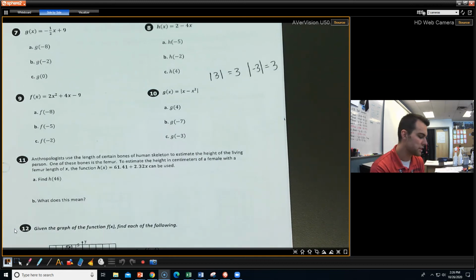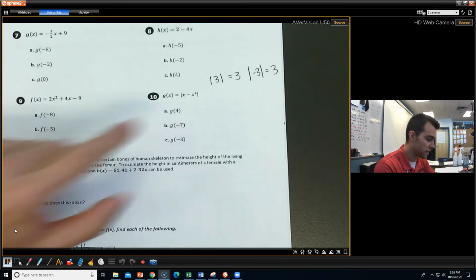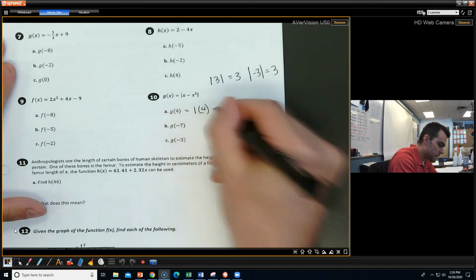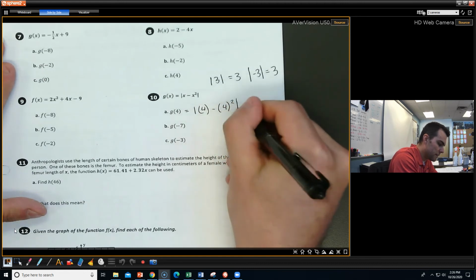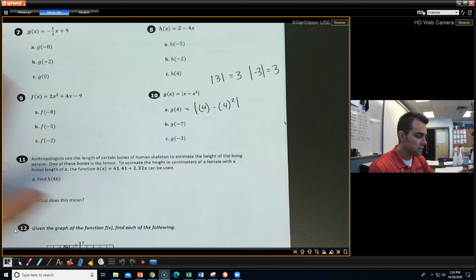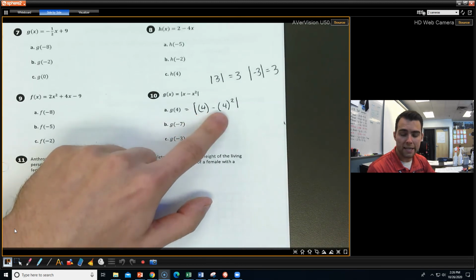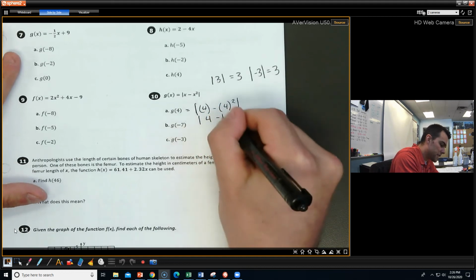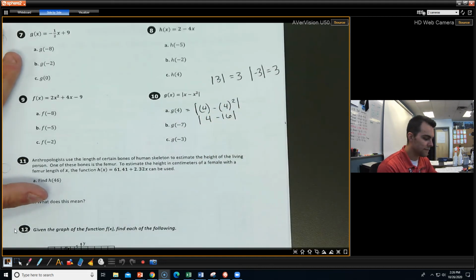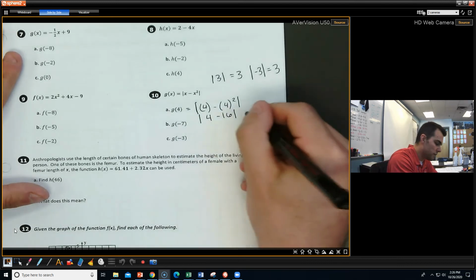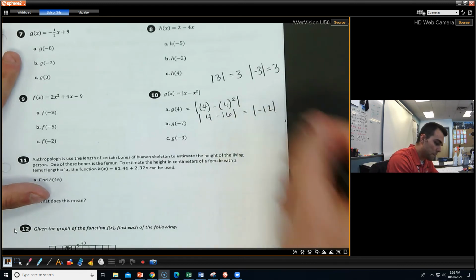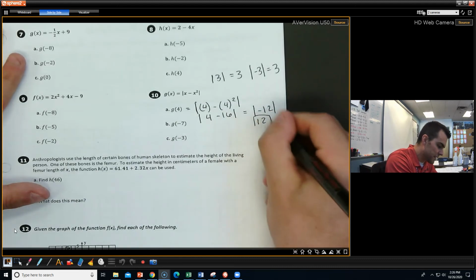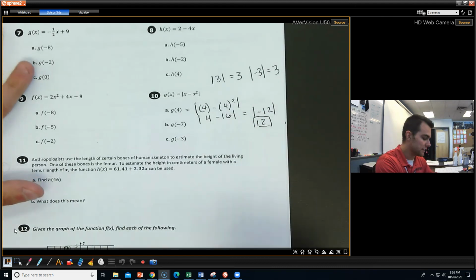it inside first. So if I take g of 4 first, that's going to be 4 minus 4 squared. I'm going to take the absolute value of that, right? So I'm going to do 4 squared first. Well, that's 4 minus 16. And then 4 minus 16 is negative 12. And then the absolute value of negative 12 is just 12. That's the answer. I want you guys to try letter C for me.